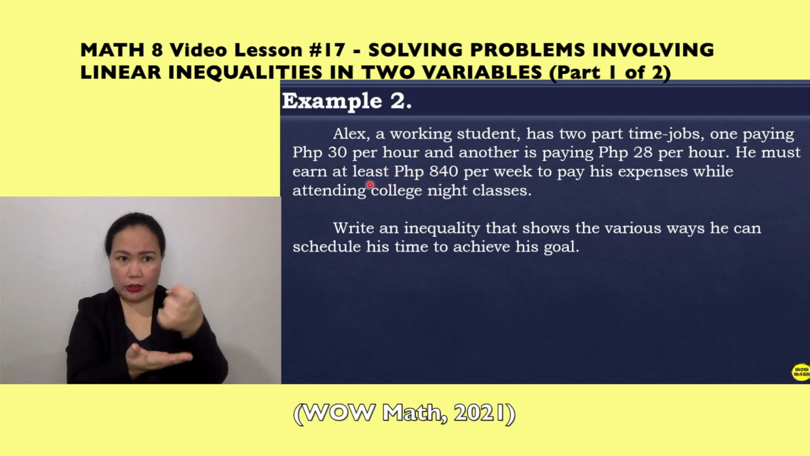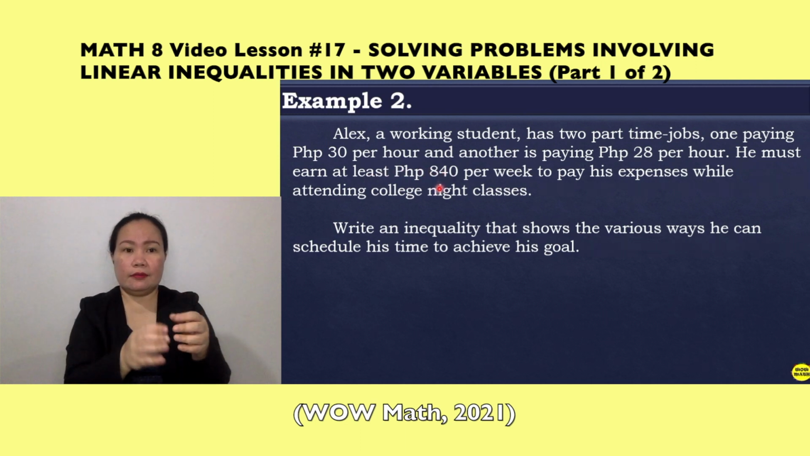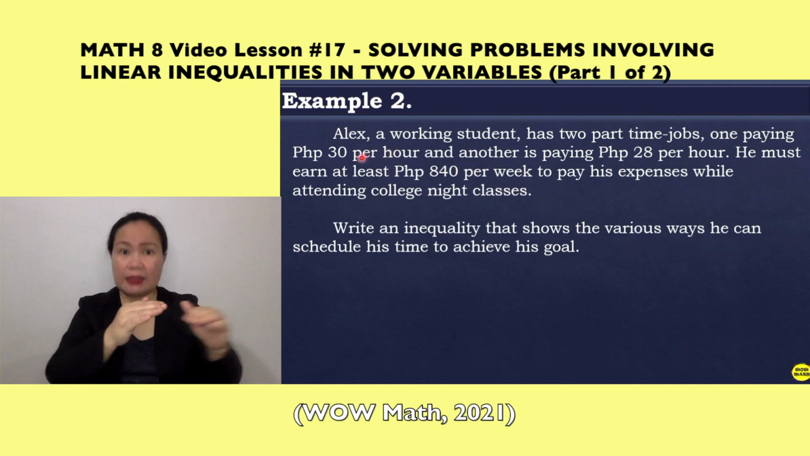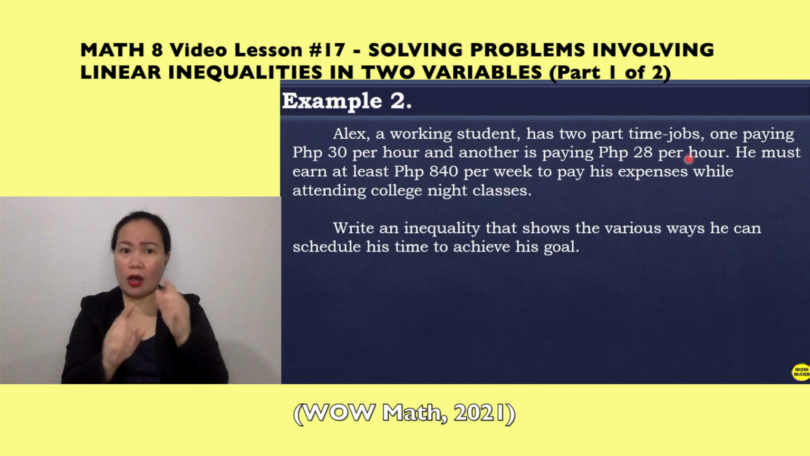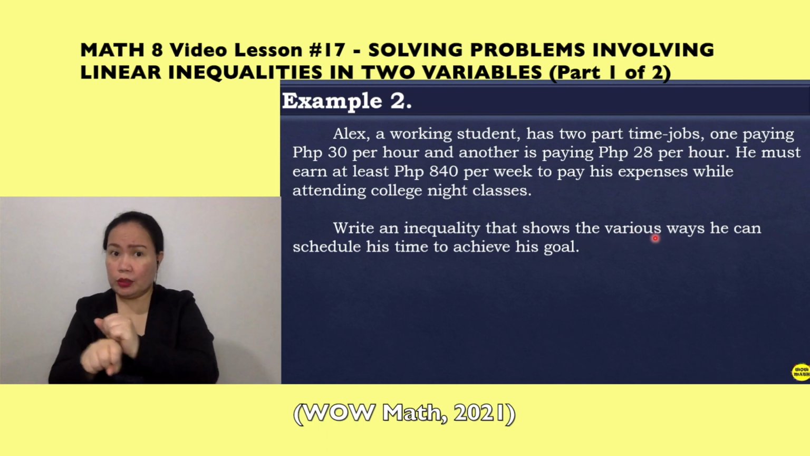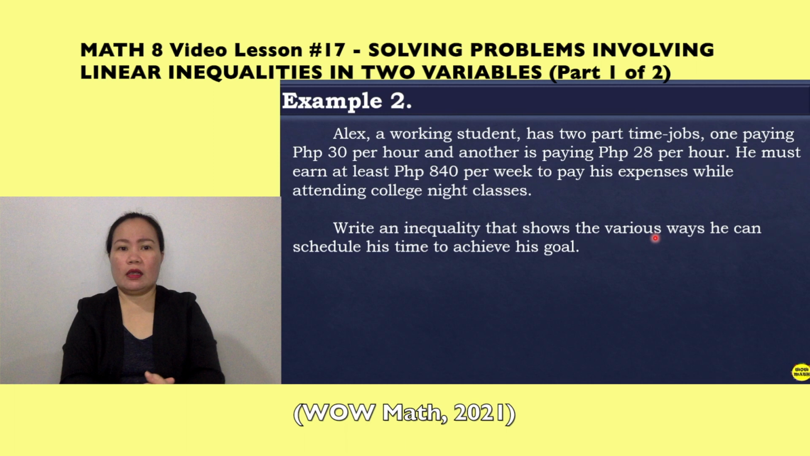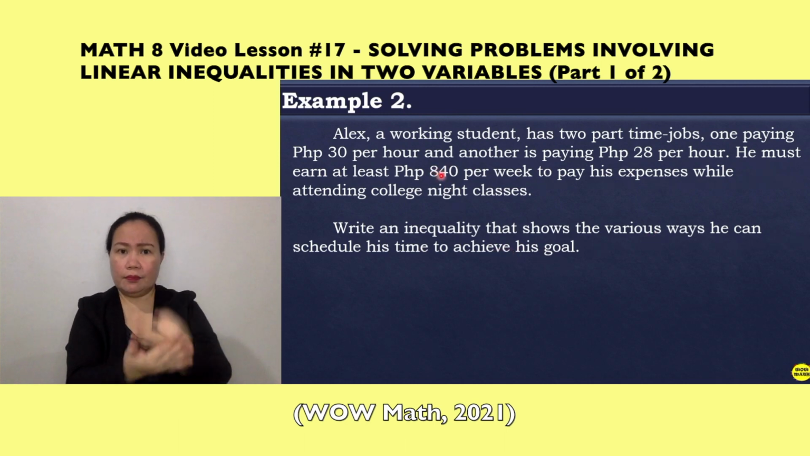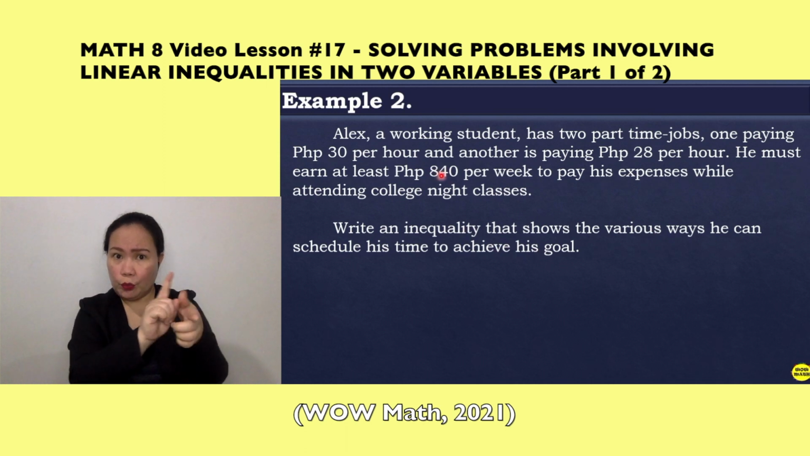So, ibig sabihin ng at least, 840 pataas. Okay? So, ano kaya dapat ang schedule niya? Ilang oras siya dapat magtrabaho dito sa first job niya at ilang oras siya dapat magtrabaho dito sa second job. So, maraming paraan. Okay? I mean, maraming ways. So, pwedeng iba-ibang oras, basta ang importante, ma-achieve niya yung goal niya na at least 840 pesos per week. So, first, understand the problem. So, highlights natin lahat ng given natin.